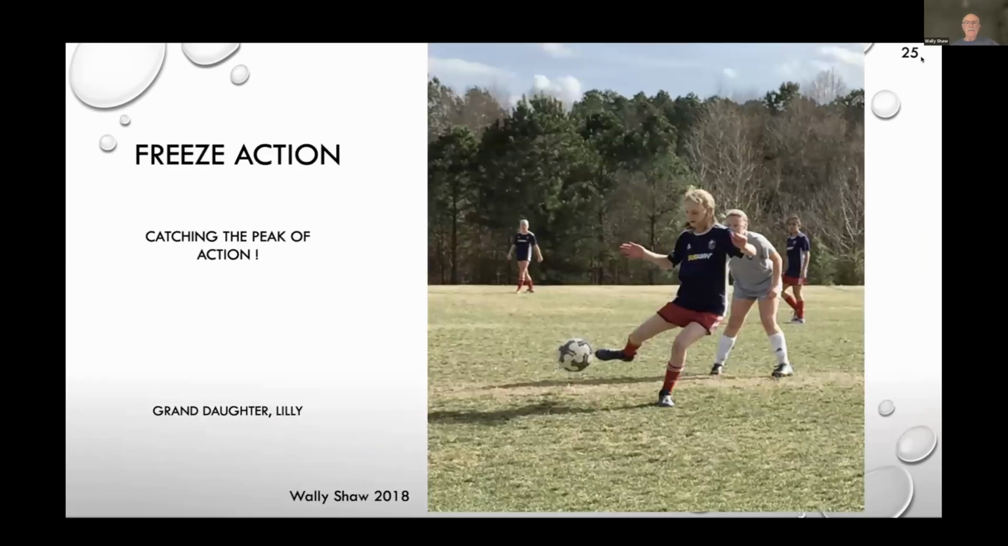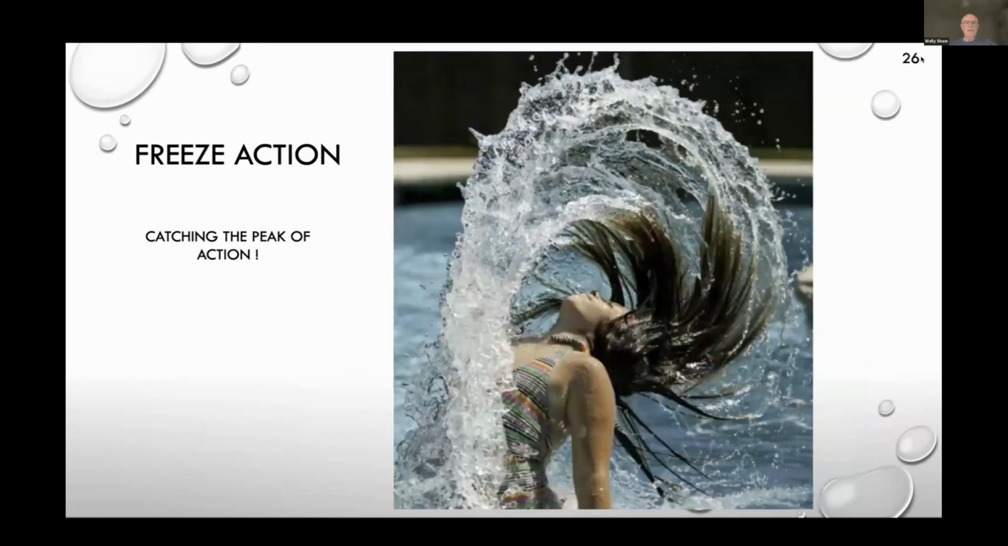And then there's a thing called freeze action. It's my granddaughter Lily, about 7 years ago. But it's implied motion. Obviously, the ball's not going to be in midair for no reason. So it's another motion type of photography, peak of action. And again, freeze action, peak of action.